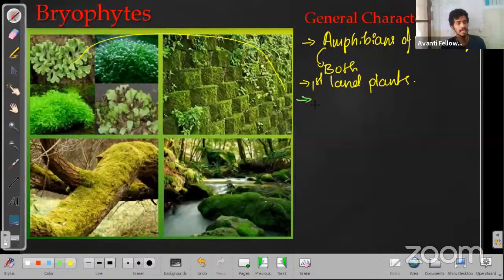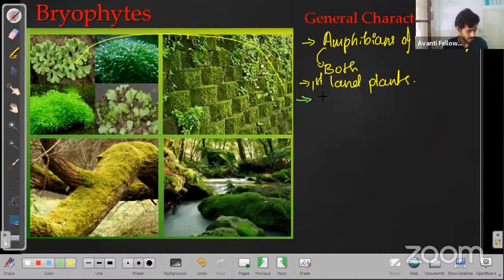So these are the first land plants. And what about other characters? What do you guys think? Yes, correct, Jyoti, a bridge between aquatic and terrestrial plants. These also have a thalloid body, but not as simple as algae. These are a little more superior. These do not have a proper set of roots.